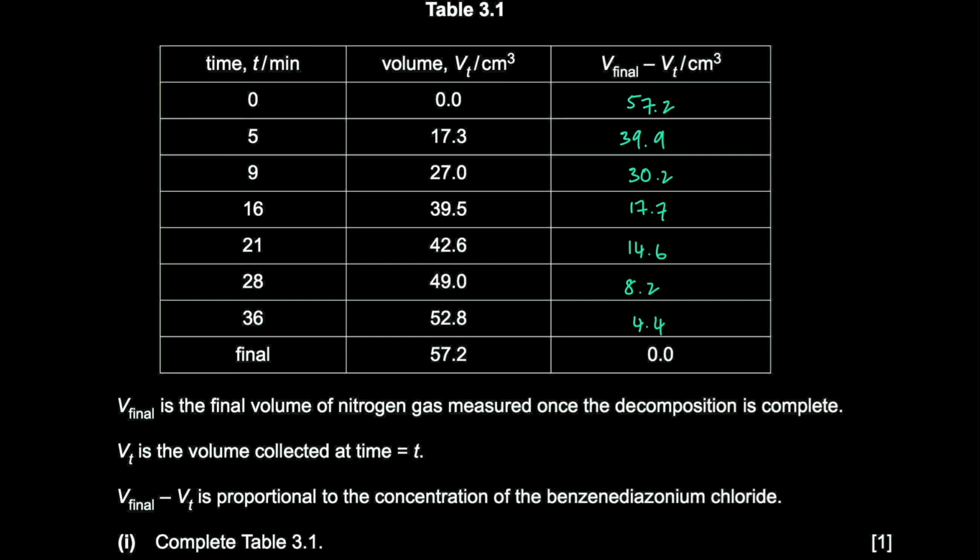Now this is a key statement. V final minus Vt is proportional to the concentration of the benzene diazonium chloride. Complete table 3.1. They haven't mentioned the decimal places or the significant figures, but based on what we can see here, we should write down all of these volumes to one decimal place. They've shown that here clearly with this value here. So all the V final minus Vt values should be written to one decimal place.